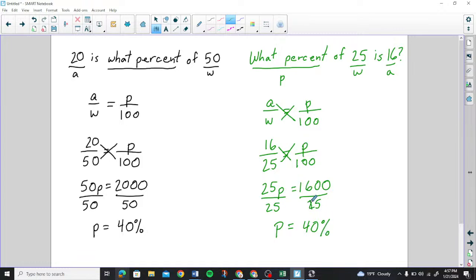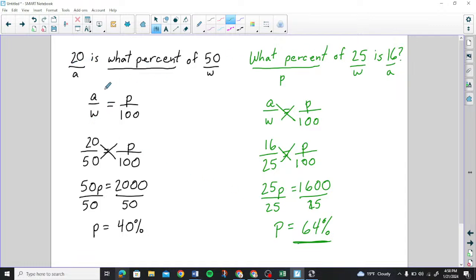I think. Let me double check on my calculator here. I should have checked this out beforehand. Oh, it's 64%. Whoops. What was I thinking? 64%. Sorry about that. I needed to check that out on my calculator. The moment I said 40, I knew I was wrong. But I'm not going to go back and remake this video.